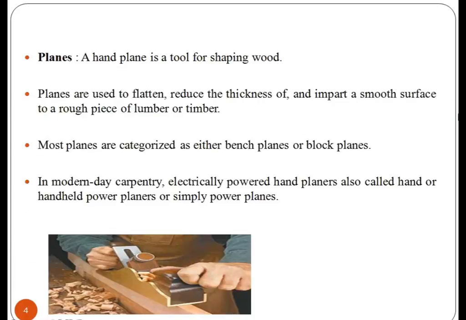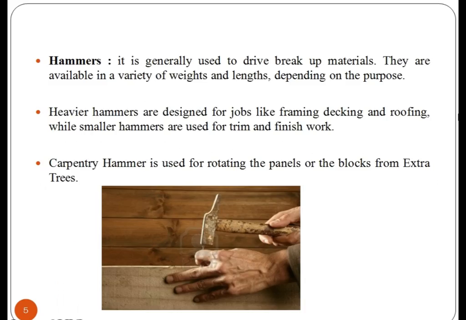Planes. A hand plane is a tool for shaping wood. When powered by electricity, the tool may be called a planer. Planes are used to flatten, reduce the thickness of, and impart a smooth surface to a rough piece of lumber or timber. Most planes are categorized as either bench plane or block plane. In modern day carpentry, there are electrically powered hand planers, also called handheld power planers or simply power planes.